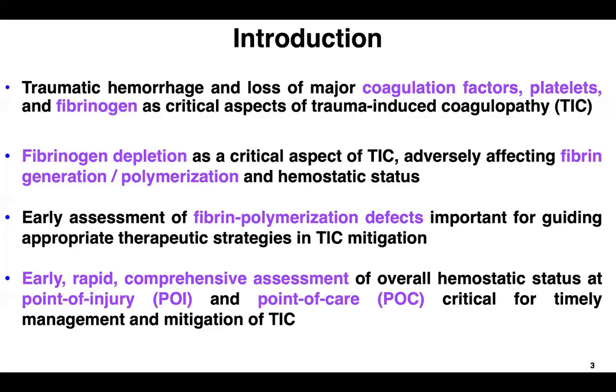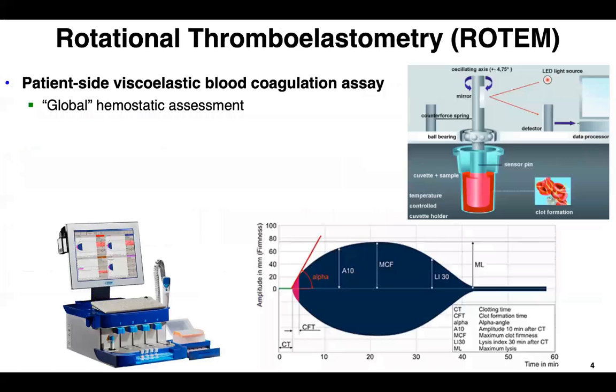So to rescue hemostatic status, early, rapid, and comprehensive assessment of patients' overall hemostatic status at the point of care and point of injury is important to guide hemorrhage control, transfusion, and life-saving management of trauma. Next, we'll look at rotational thromboelastometry.